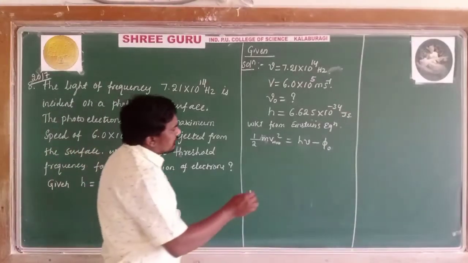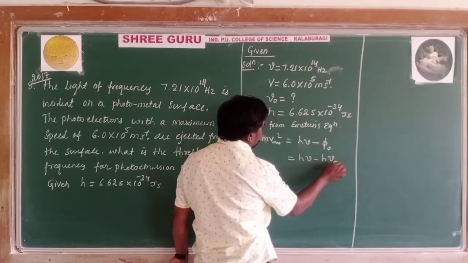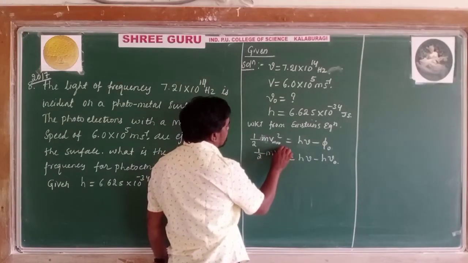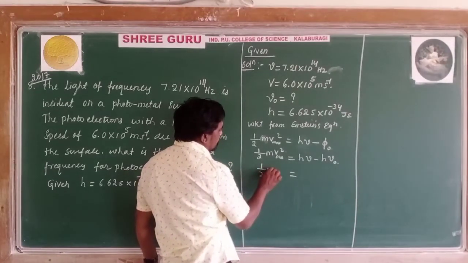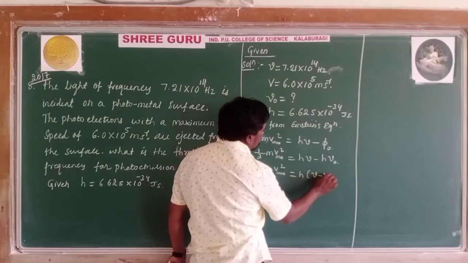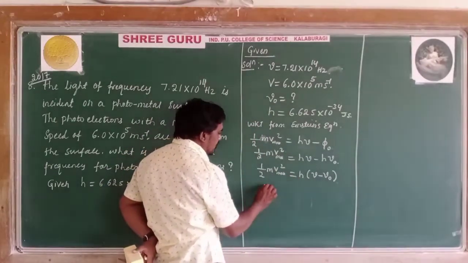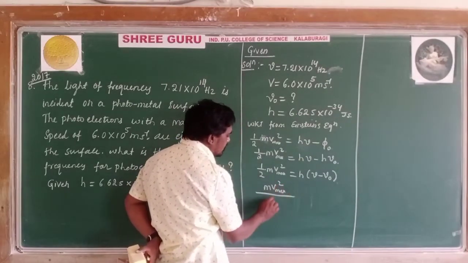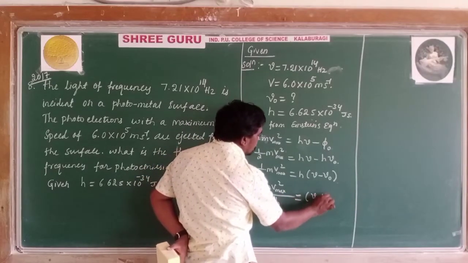We know what work function means. Work function is equal to h nu minus h nu naught, and this is half m v maximum square. Now what is common here? Half m v maximum square is equal to h common, nu minus nu naught. Now just take h this side. What happens? m v maximum square whole divided by 2 as it is, and h is going to multiply nu minus nu naught.